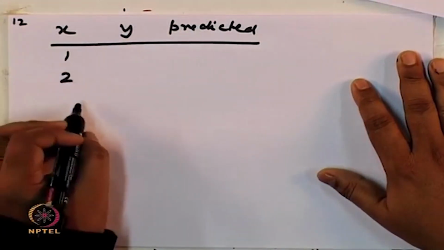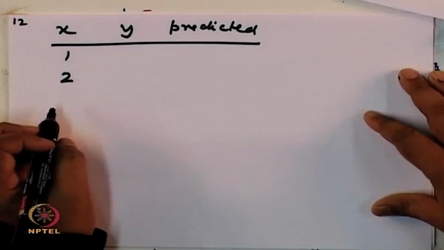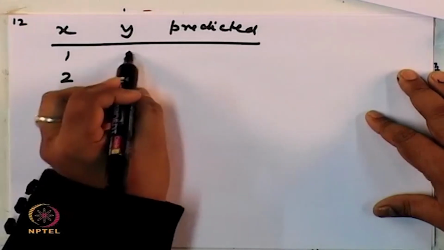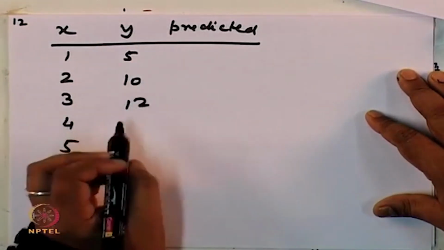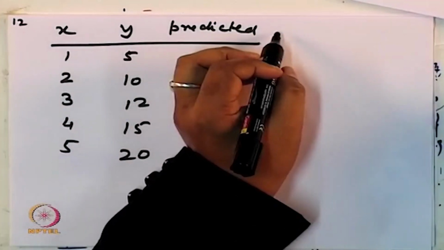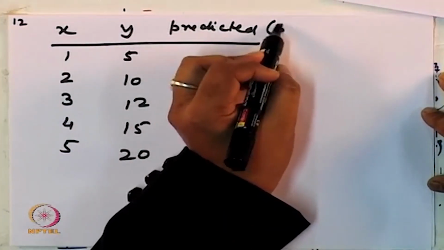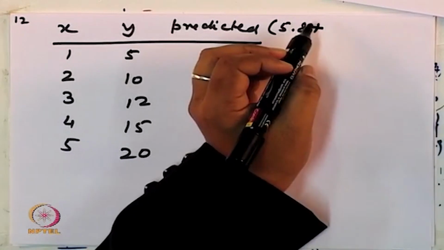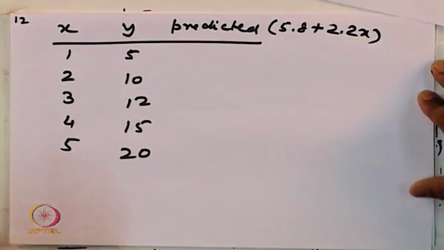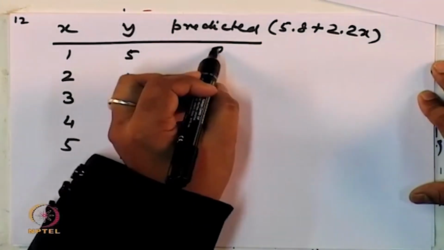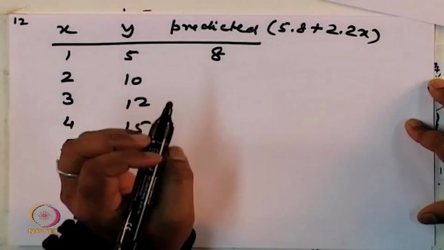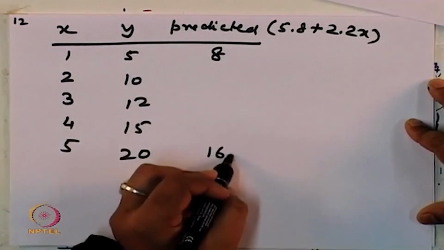I had 1, 2, 3, 4, 5. My y values are 5, 10, 12, 15, 20. So, my predicted equation is 5.8 plus 2.2 into x. Okay. So, what you see here, x equal to 1 is 8, and x equal to 5 is 16.8.